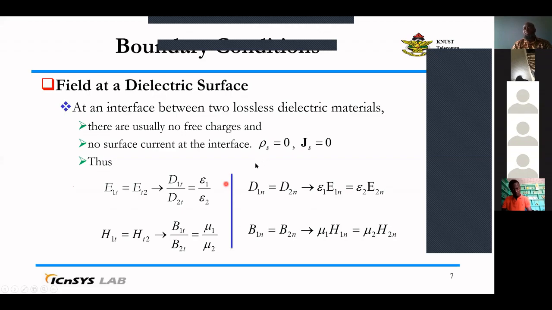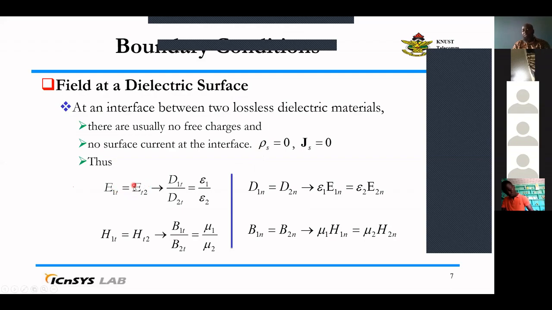So that is the general boundary condition, but for different types of interfaces, the boundary conditions will change. So let's consider the case of a dielectric surface. If the surface is dielectric, i.e. medium 1 and medium 2 are dielectrics, then at the interface between two lossless dielectric materials, there are usually no free charges. It means that rho s must be equal to 0 and Js must be equal to 0.